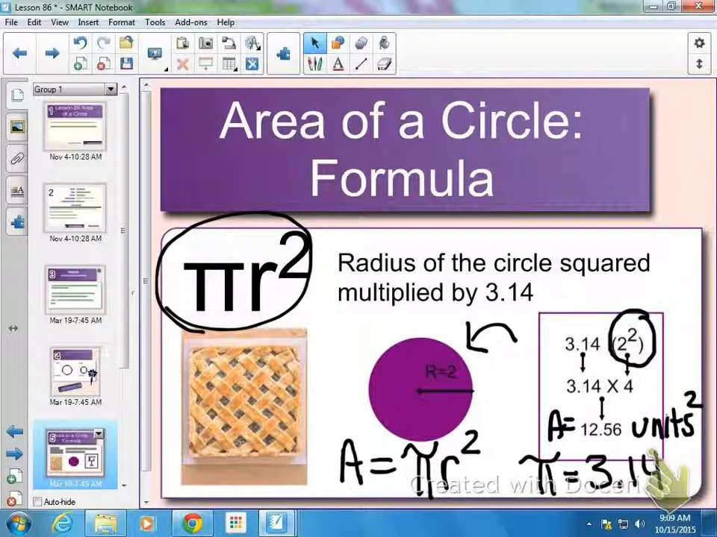Make sure you have the formula down. Area of a circle is pi times radius squared.